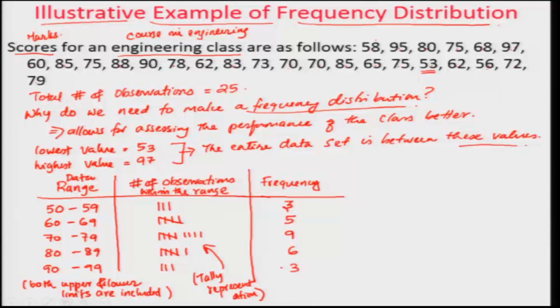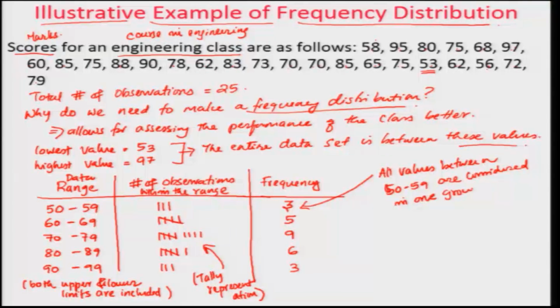So, what we have done here is, if you look into this, we are basically saying all values between 50 to 59 are considered in one group. In the same way, all values between 80 to 89, both included.